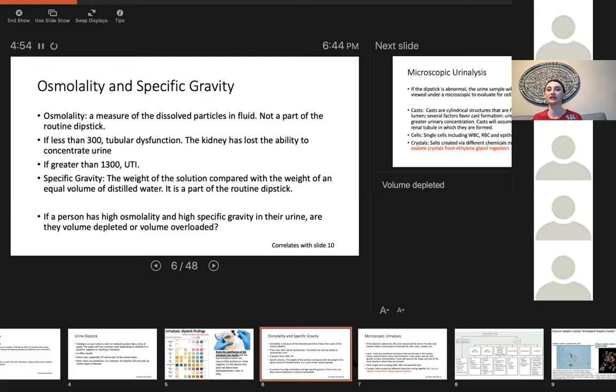A quick way of looking at it is looking at the specific gravity. So looking at this question, if a person has high osmolality and high specific gravity, are they going to be volume depleted or volume overloaded? What do you guys think? Depleted? Yeah, right. It's going to be depleted.